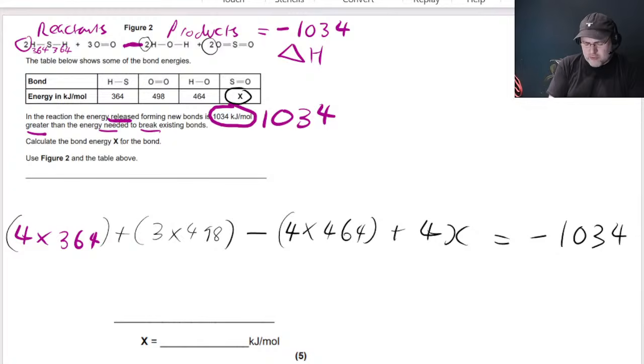So 4 times 364, and that gives me, oh my gosh, oh, don't do that. See, I clicked the wrong thing. 1456, and then I'm going to add that to 3 times 498, and that gives me 1494.